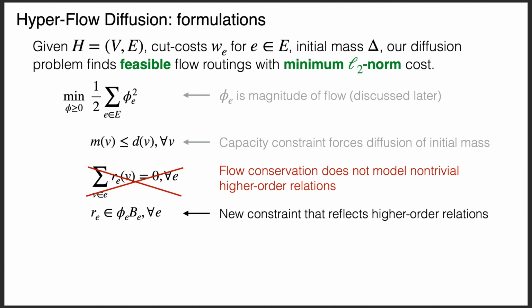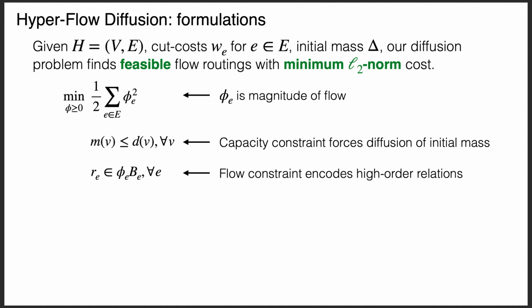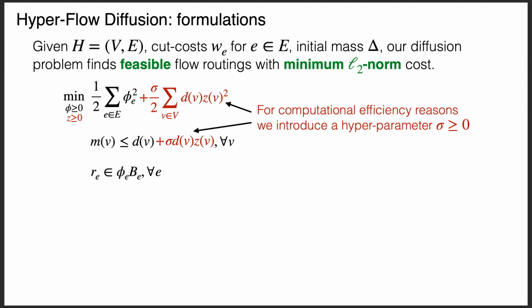The set B_e in the new constraint is the base polytope for the submodular cut cost function w_e. And if you look at this new constraint, it should be clear now that phi_e's are really the magnitude of flow. Okay? So this is almost our final formulation, except that we introduce a few additional terms for computational efficiency reasons. This also has a very nice physical interpretation, but because of time, I'm going to omit that.